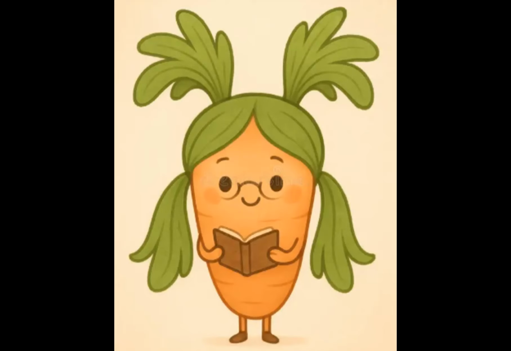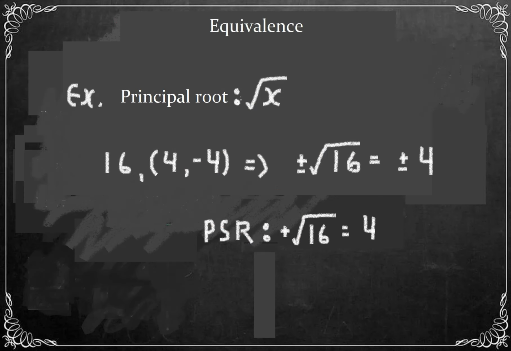Next blackboard, please. No, not a root vegetable as a principal. Yes, that's something very relevant to the current study. The principal root for a positive real number x is the unique positive square root, which is represented by the radical symbol. For example, 16 has two square roots, positive 4 and negative 4. The principal square root is positive 4.